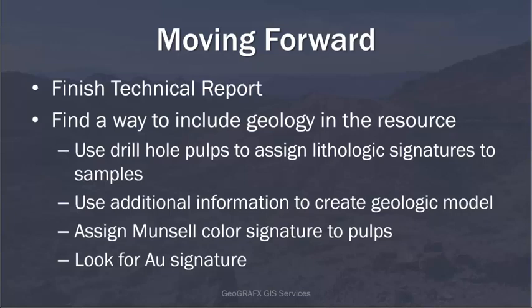Newton and Boyle is looking for funding to move towards production. In order to do this, we need to finish the technical report and find some way to include geology in the resource. We can use drill hole pulps to assign lithologic signatures to samples, and we can use that additional information to create a geologic model. And we can assign the Munsell color signature to pulps, and we can look for a gold signature.